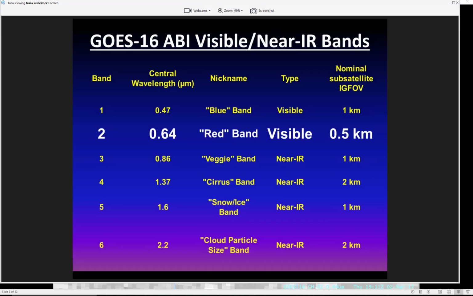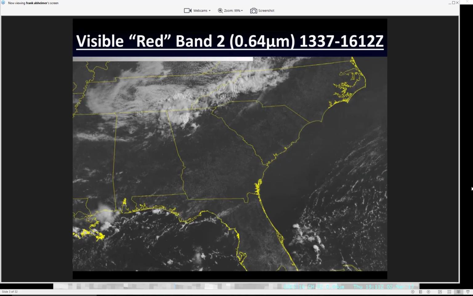So now let's get into some of the satellite imagery here. The first thing I'm going to show is the red band, band 2, the visible band, and of course this has got the highest spatial resolution of all the bands, half kilometers. So let's take a look.